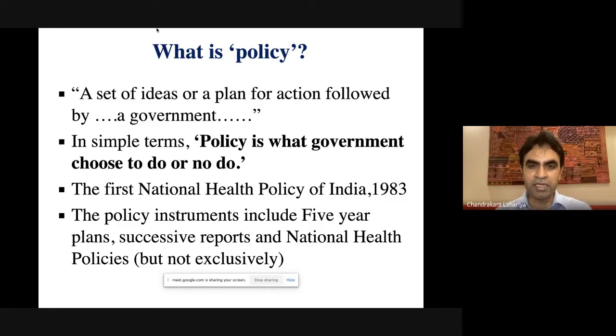In the health sector, we had India's first national health policy in 1983. We will talk more about that a little later. But in addition to policies, there are other instruments in the health sector, like five-year plans, which were there in the erstwhile Planning Commission. There were 12 five-year plans in India. Theoretically they are said to be plans, but they are the policy of the government. We'll discuss that in more detail. And there are other reports and aspects. So that's a broad definition of policy.